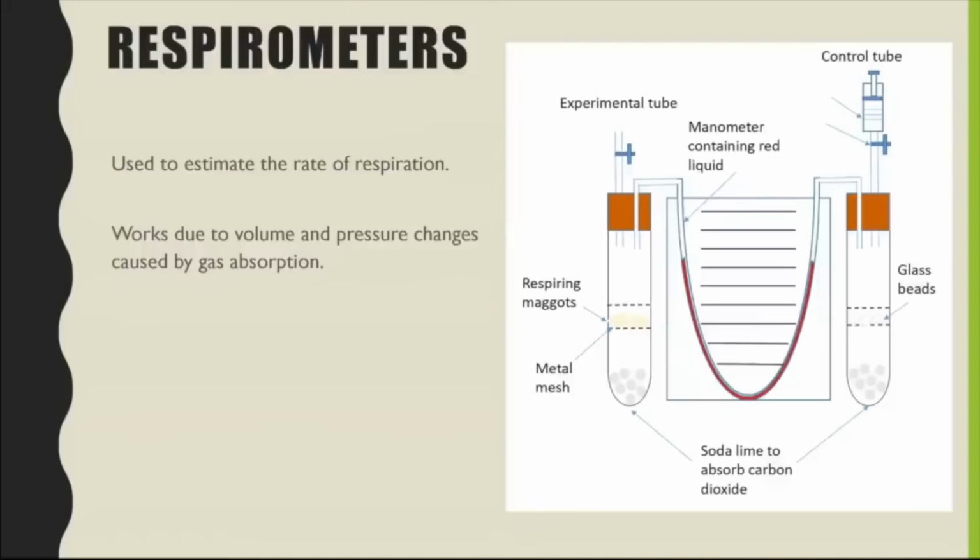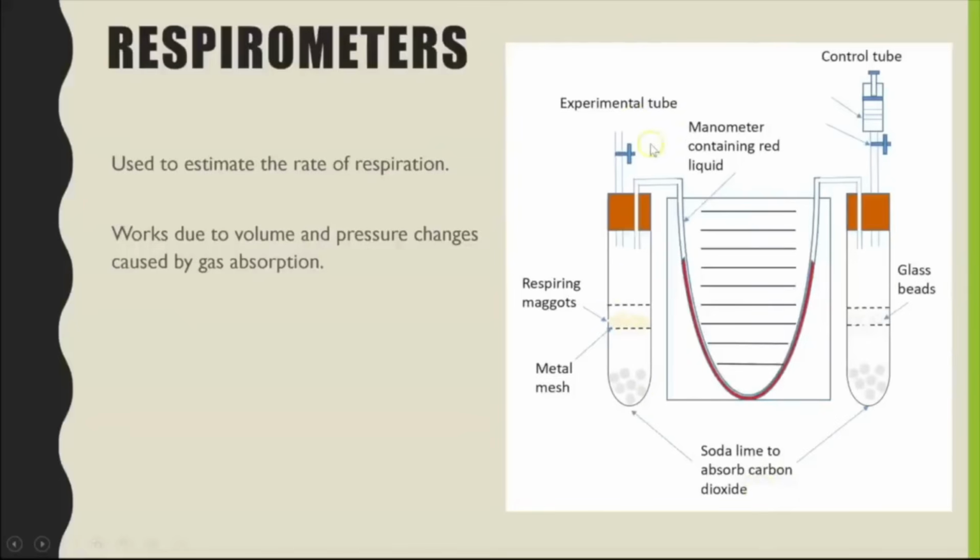So we're going to be looking at the use of a respirometer today. We're going to go through all of the pieces of equipment here, the purpose of each, and then what we'll be measuring. And it's all to do with changes in volume and therefore changes in pressure caused by gases absorbed by whatever living organism is placed inside of this experimental tube. So let's have a look then at the equipment.